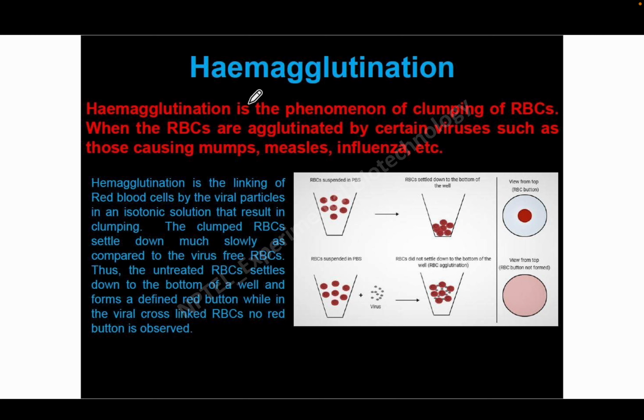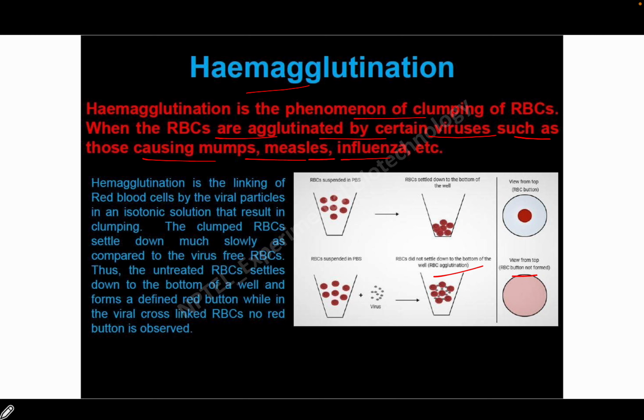So one example is hemagglutination. Hemagglutination is a phenomenon of clumping of RBCs when the RBCs are agglutinated by certain viruses such as those causing mumps, measles, influenza, etc. So this is RBCs suspended in PBS. RBCs settle down to the bottom of the well, and the view from top is this. But if RBCs are suspended in PBS and you are adding virus, what will happen? RBCs won't be able to settle down because viruses are cross-linking them, and RBC agglutination is happening. If you view from top, you won't be able to see the RBC button.